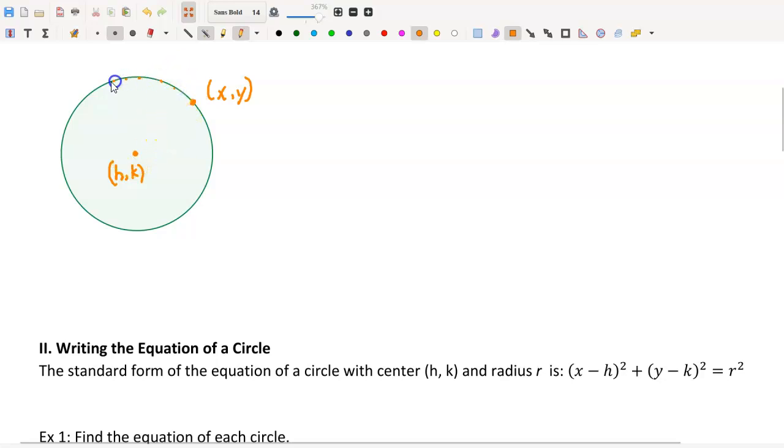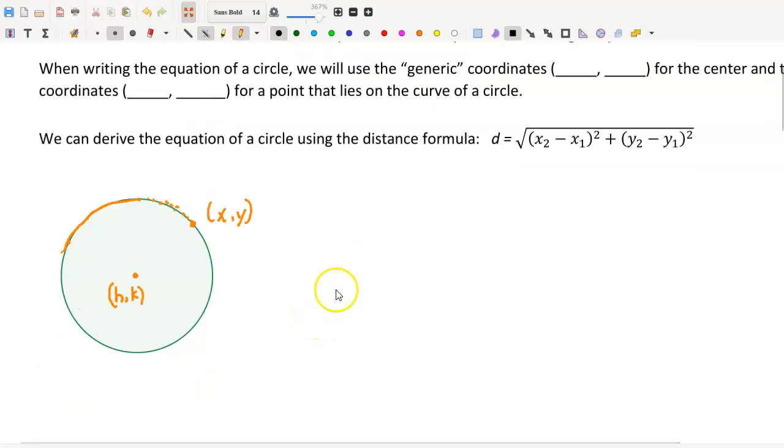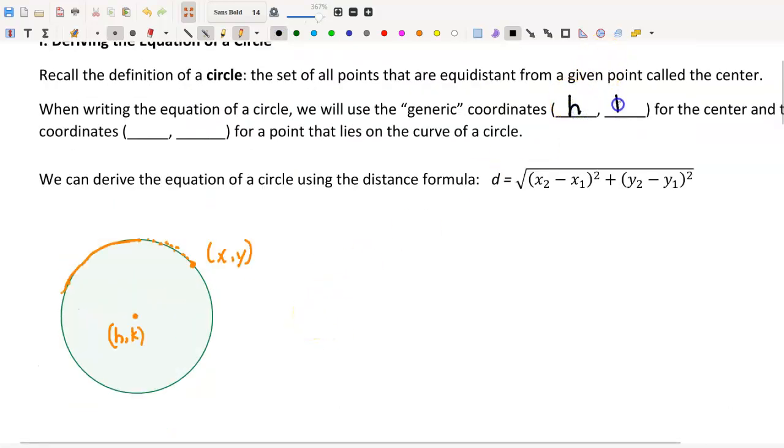If you take every infinite point that's the same distance from the center, eventually it turns into a circle. So we look at circles as drawing a nice smooth curve, whereas geometrically speaking, it's an infinite number of dots all connected that make up a circle. Kind of interesting definition, right? And it's very close to, I'll put (h, k) here and (x, y) here. All right, so that's where that comes from.